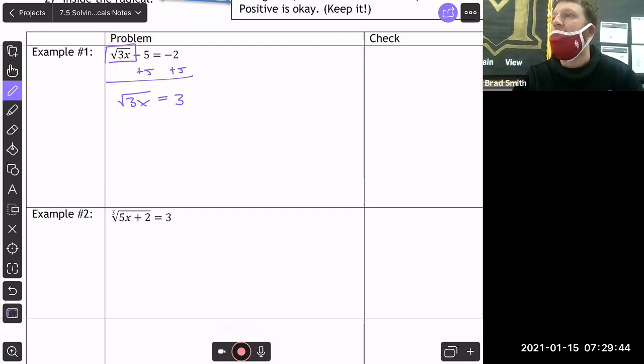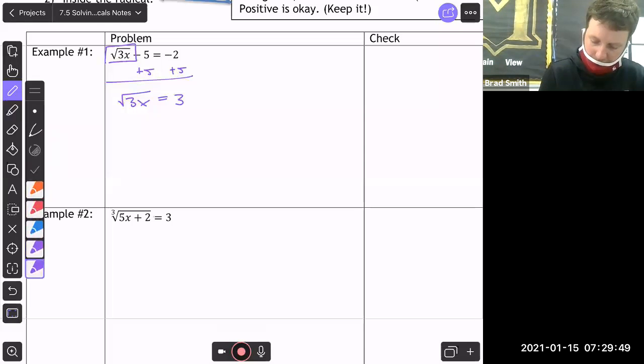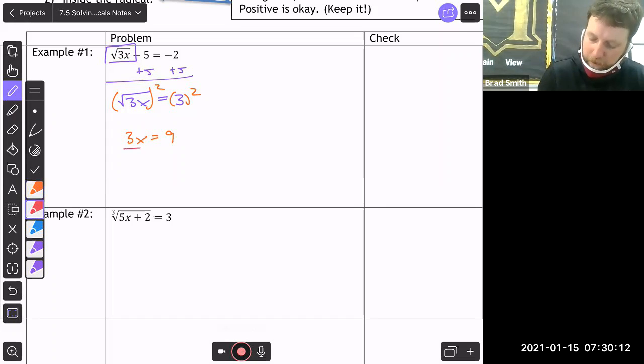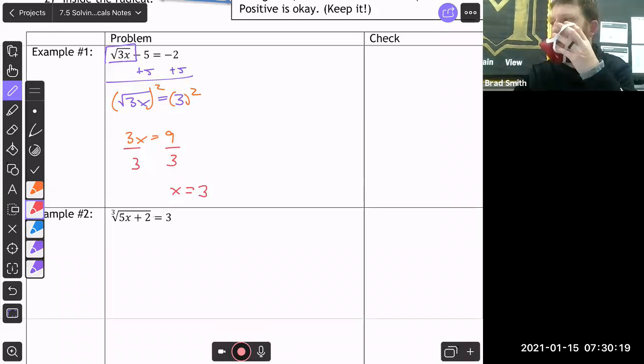Once you get the square root by itself, to get rid of it I'm going to square both sides. So I get 3x is equal to 9. And then from here, we can divide both sides by 3. So x is equal to 3.